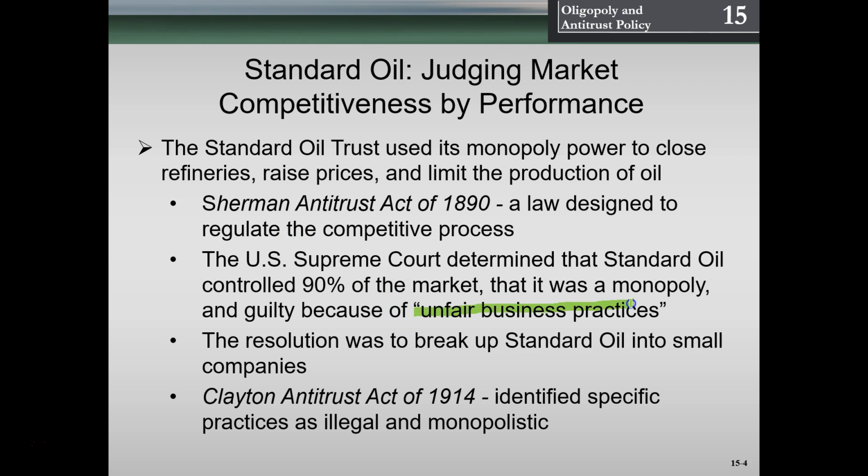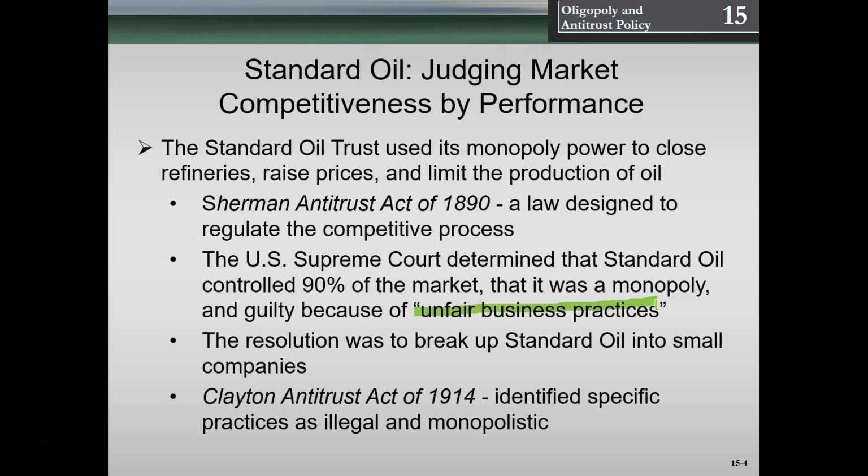Standard Oil, at a time when oil was very important, we were using oil to light our houses before we had electricity. Oil became a very important commodity, and what happened is Standard Oil basically monopolized the market, and the fact that they were a monopoly was a problem in and of itself, because it's a question of whether that's good for the market or not.